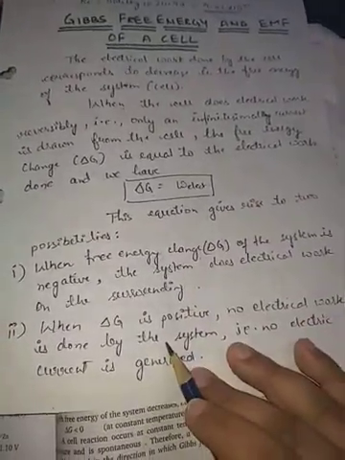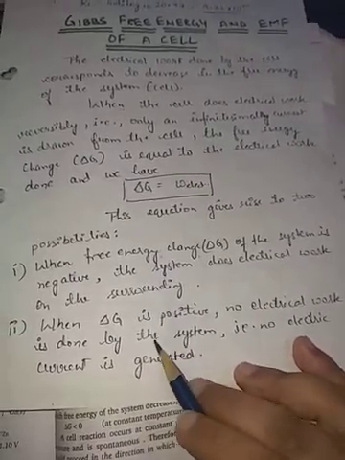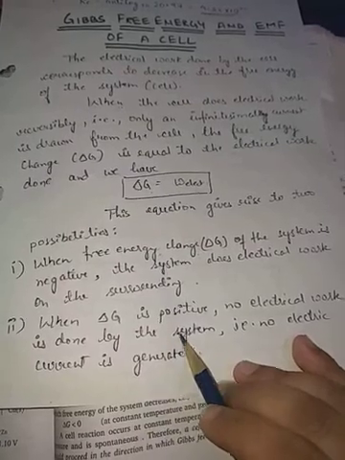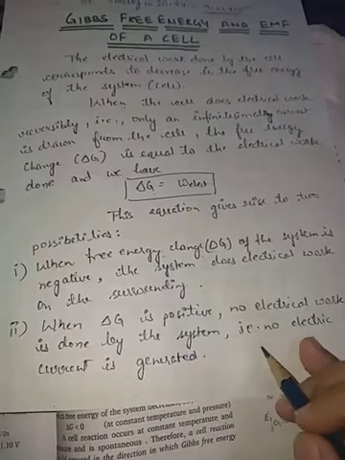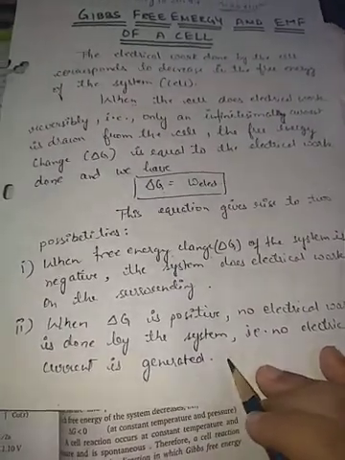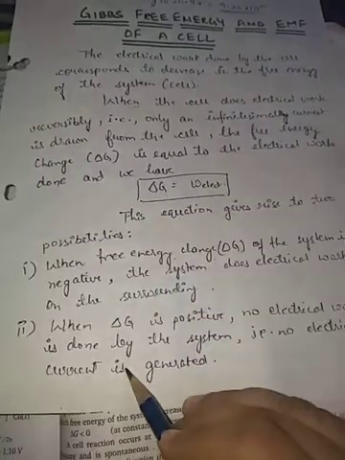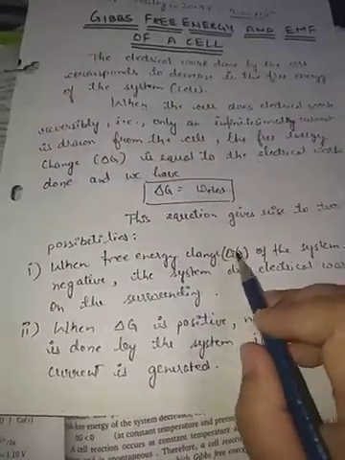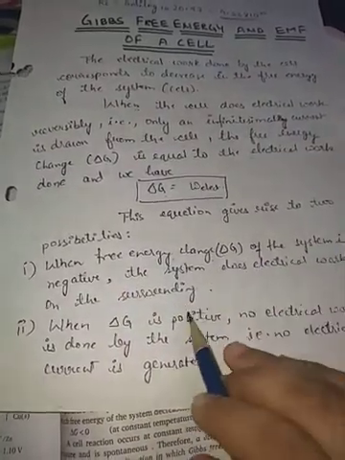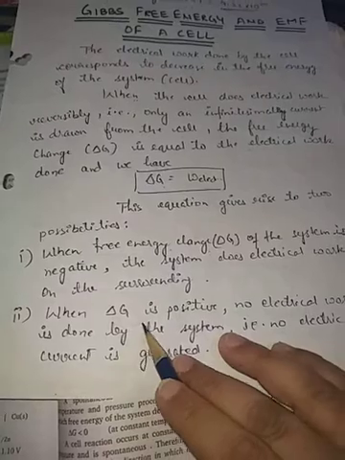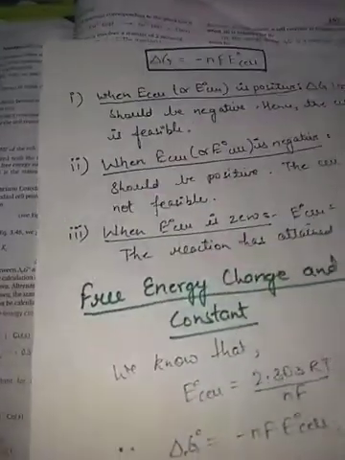When delta G is positive, it means no electrical work is done by the system. It is not doing any work, that is, no electric current is generated. If delta G equals W electrical, then there are two possibilities. Delta G can be negative, which means work is done by the system on the surroundings, and when delta G is positive, no electrical work is done by the system, so no electrical current is generated.